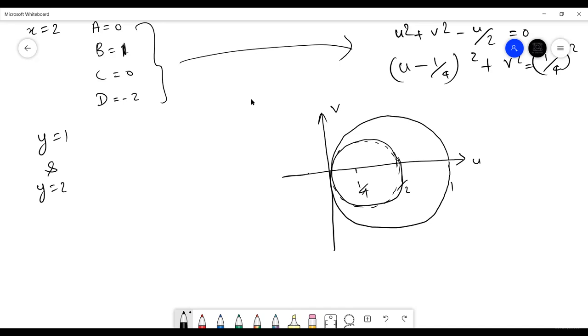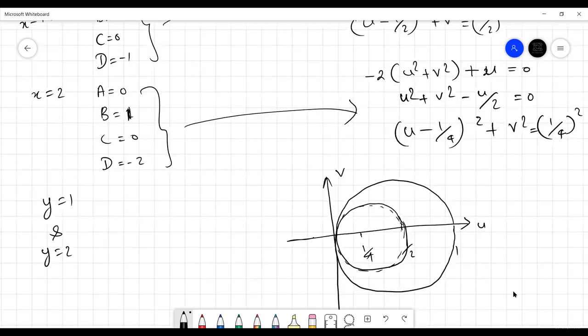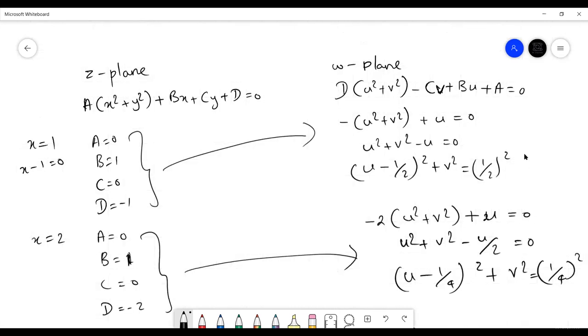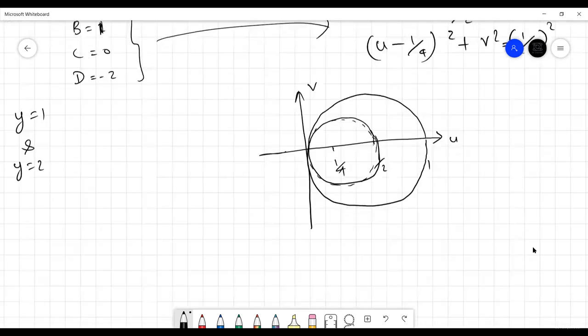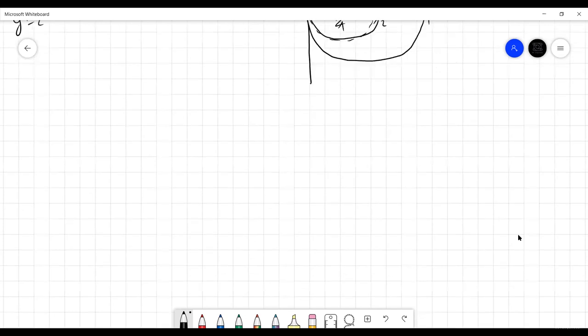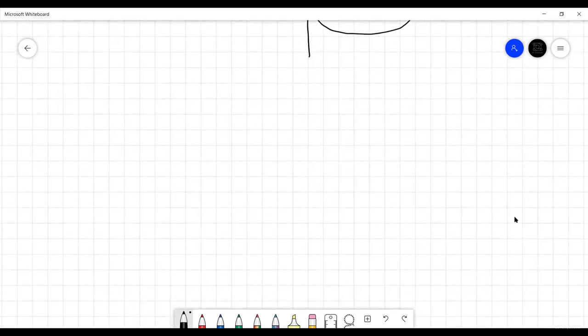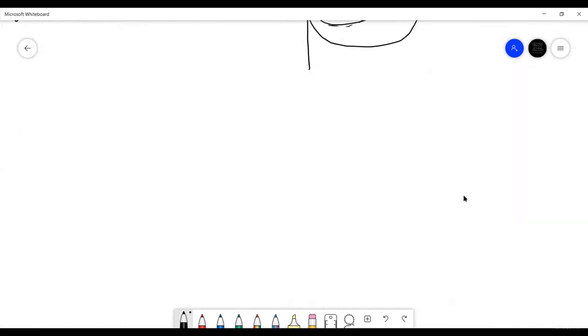So that's it. If you remember this common equation, the transformation from Z plane to W plane, if you remember these two, you can do this, right? So that is the first part. But generally I do it a bit differently. This is the most common way. You can apply this for all the questions, but my way differs from question to question, right?